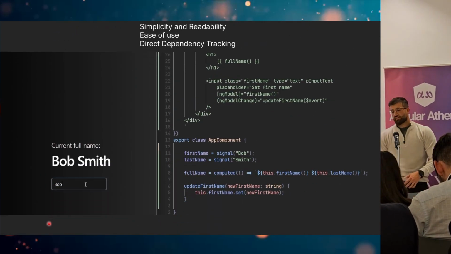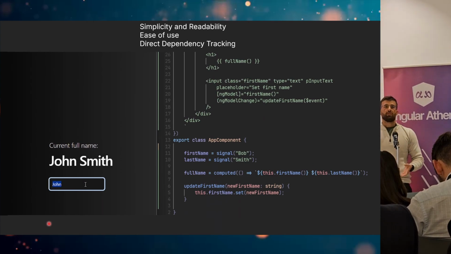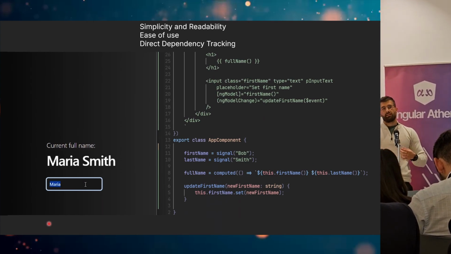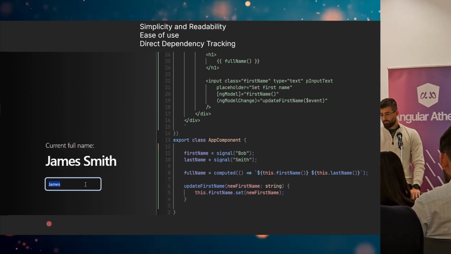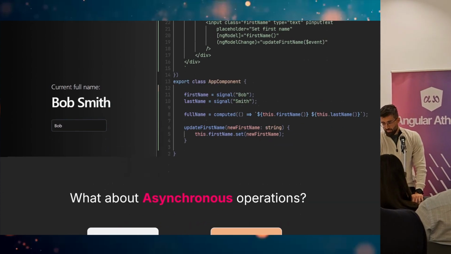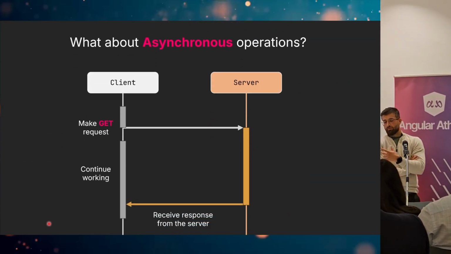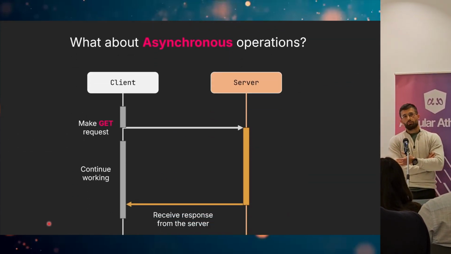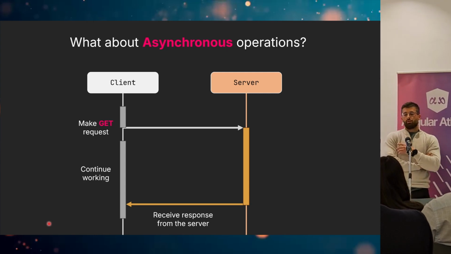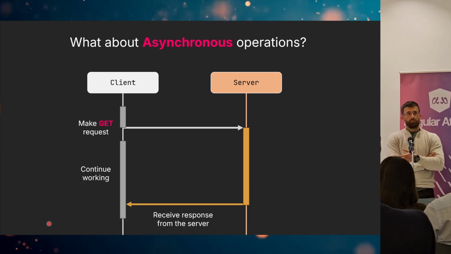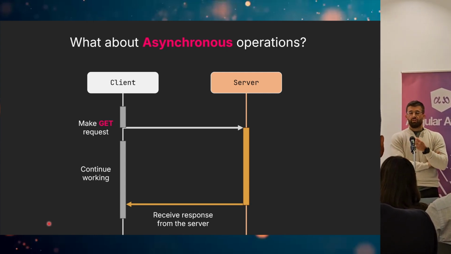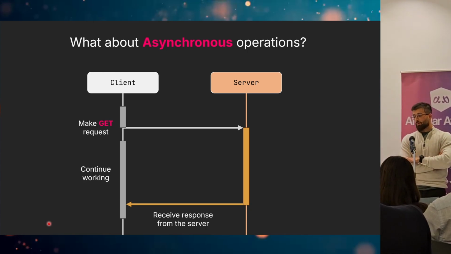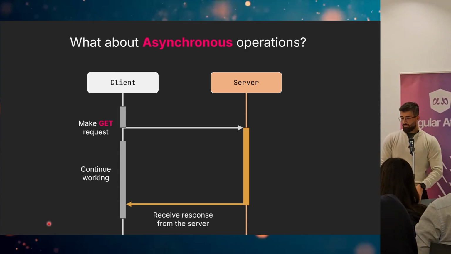So Signals provides us simplicity, readability, ease of use, and most importantly, direct dependency tracking. But how can we leverage all these benefits for asynchronous operations? There are a couple of ways we can use Signals for that, but not all of them are recommended. So now we see a small demo of an app and try to replicate it with different approaches, and try to explain why some of them are preferable and some of them are not.